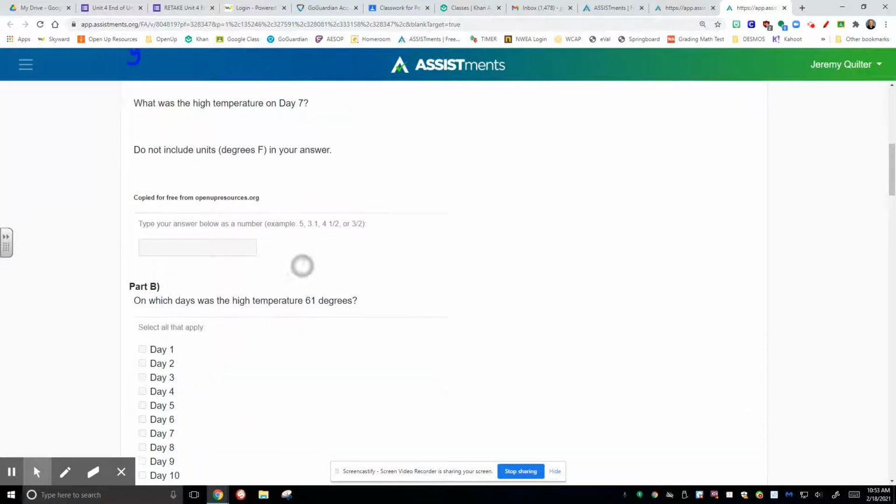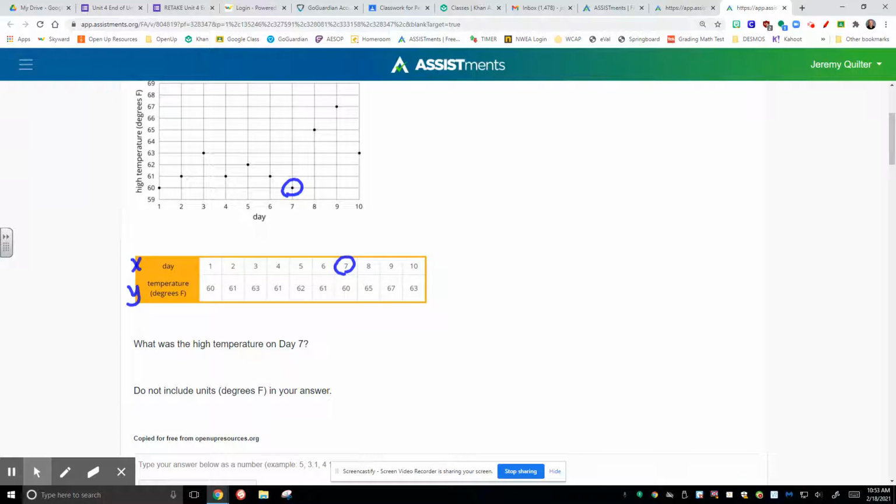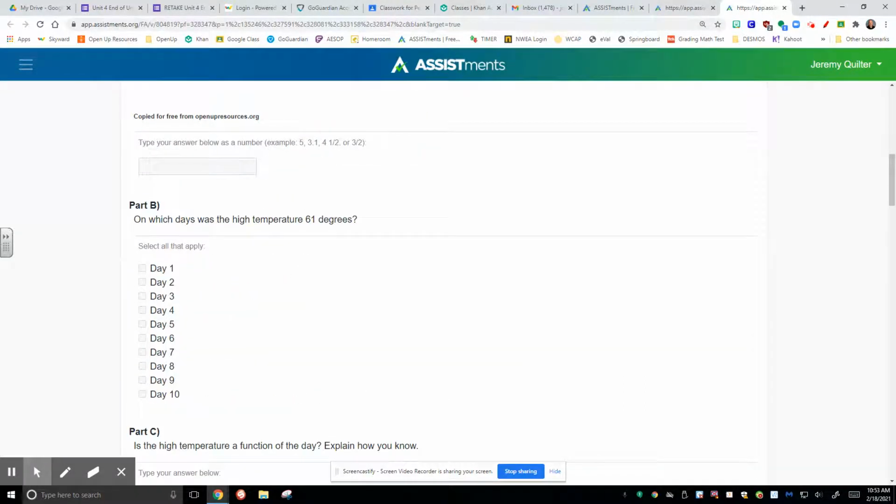On which days was the high temperature 61 degrees? So we need to go back and look through here. We can either look at the graph and look right along here at each of these pieces, wherever we see 61, or we look at each of these and see which days we see 61 degrees. And we go ahead and put those numbers right here. Click the days that apply.